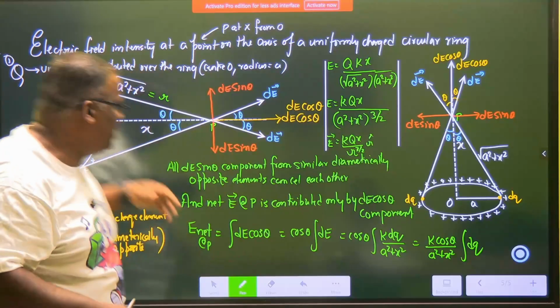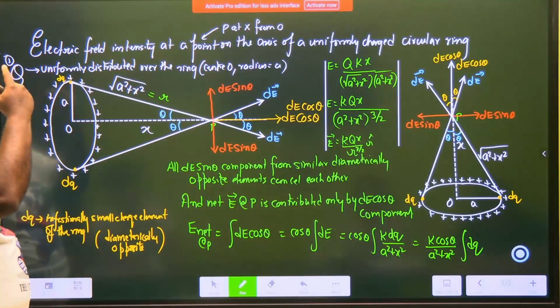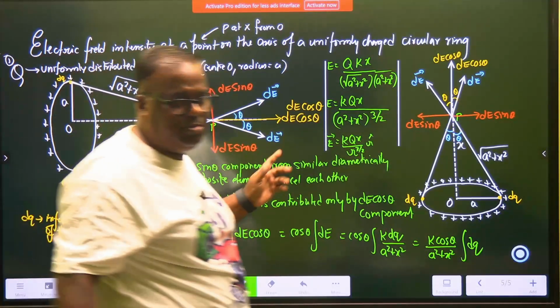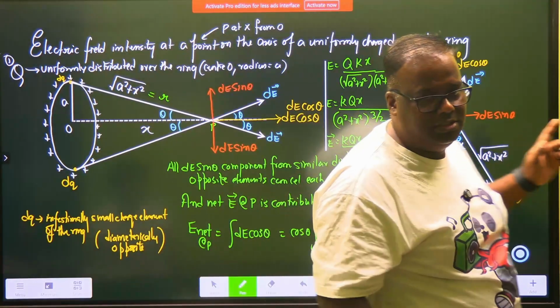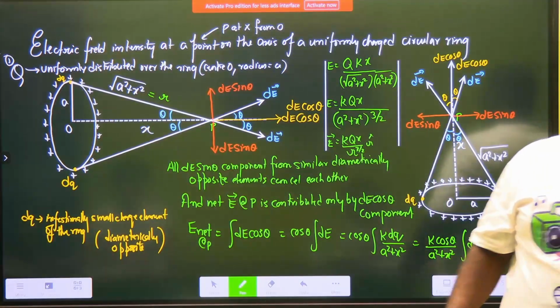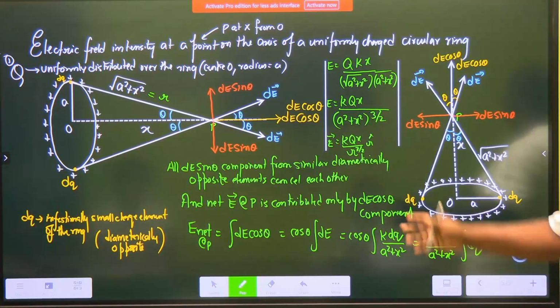Because at that center, what is happening? At the center, all the cos thetas will cancel each other, all the sin thetas will also cancel each other. This derivation must have been done in your school also. But they will not do these two diagrams and that color to make it easy. Has this gone in your head? Now you can easily explain it to anyone.